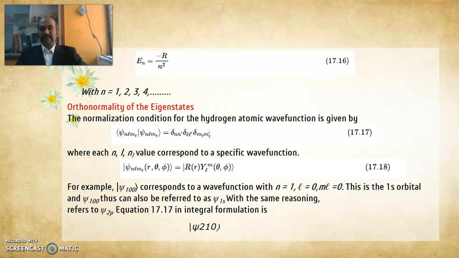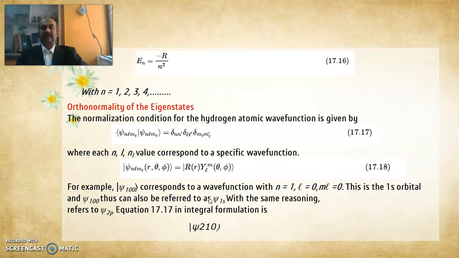Now, orthonormality of the eigenstates. The normalization condition for the hydrogen atomic wave function is given by the bra-ket of psi_n'l'm_l' with psi_nlm_l, that is equal to delta of n n' into delta of l l' into delta of m_l m_l', and this is equation 17, where each n, l and m_l value corresponds to a specific wave function, that is psi_n,l,m_l of r, theta, phi is equal to R of r times Y_l^m of theta, phi, equation 18.